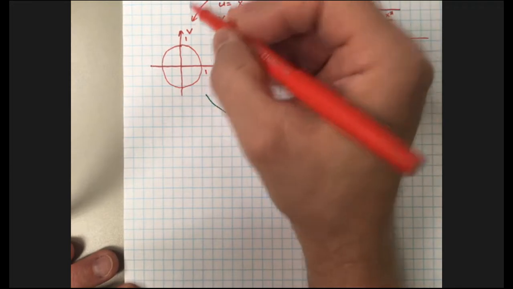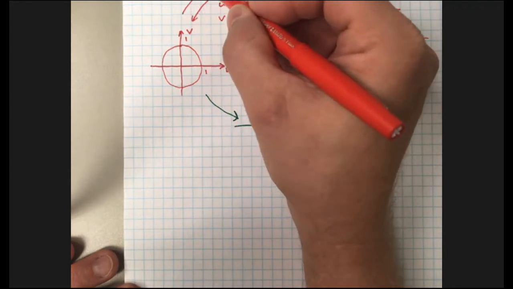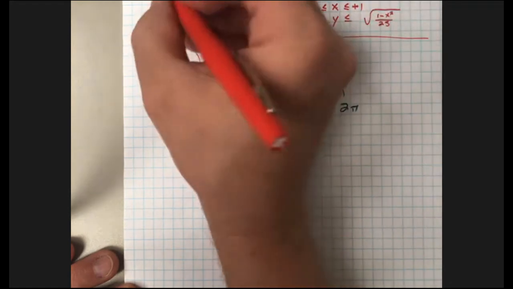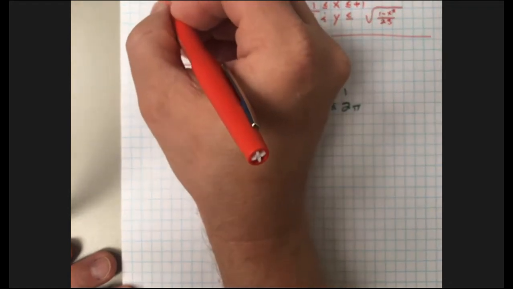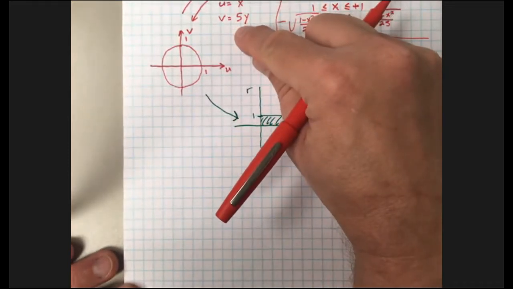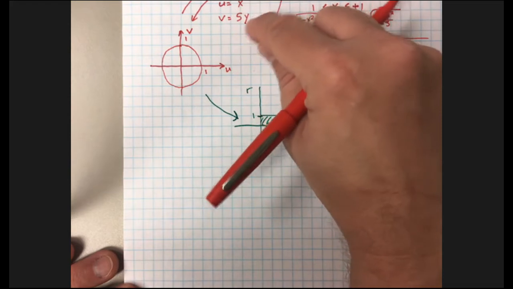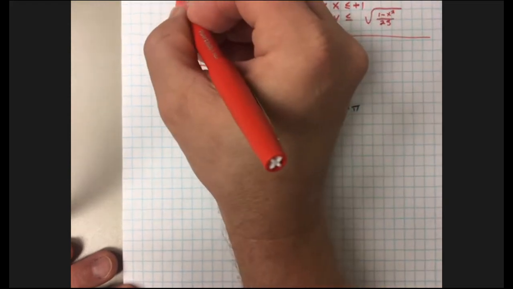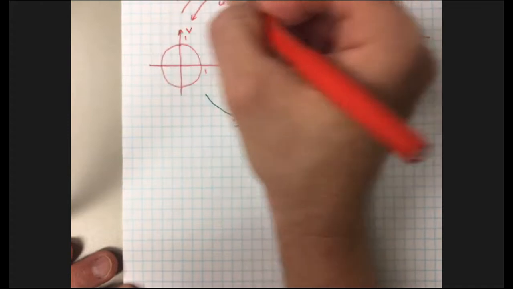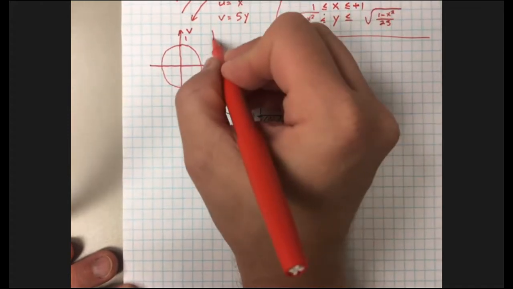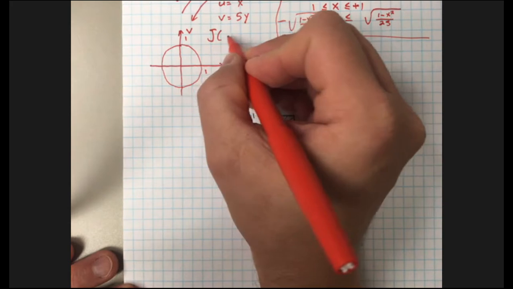Now that's going this direction, but it's really important to realize that to calculate the Jacobian, you have to go this direction. You have to say x equals something and y equals something. So you have to invert this transformation. When you invert this transformation, since it's a pretty simple one, x is equal to u, y is equal to 1/5 v. Sometimes the hard work is inverting the transformation. But now I can do the calculation of the Jacobian for this transformation.